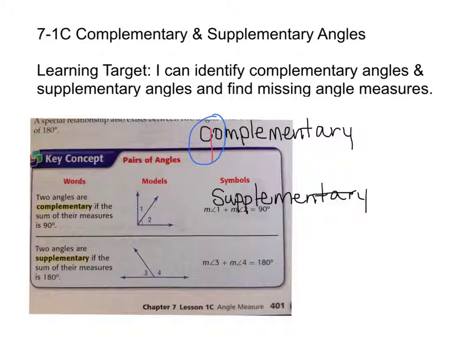Supplementary angles, the sum of their measures is 180 degrees. If you use your imagination again, you can see 180 degrees, or at least an 8, at the start of the word supplementary. I can connect the S to make it an 8. So that little trick hopefully will help you remember that if the sum of two angles is 180 degrees, then those two angles are supplementary. The key concept comes from page 401 of your textbook.